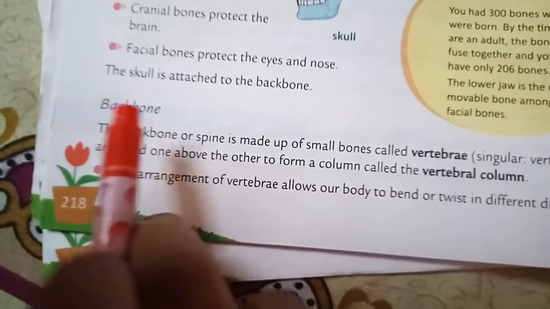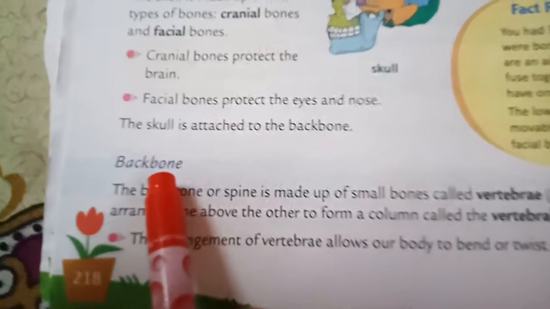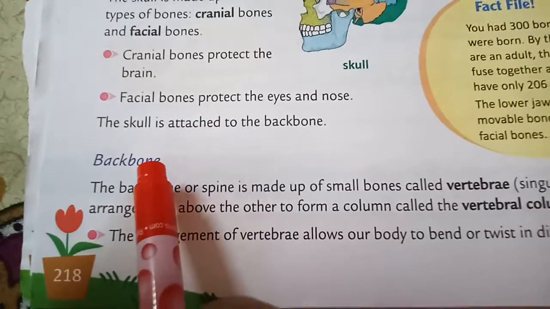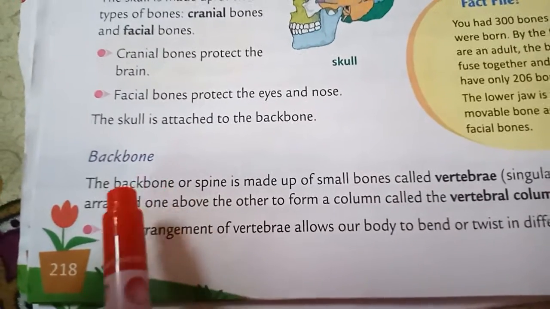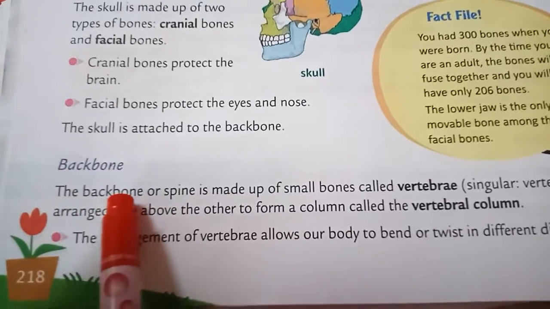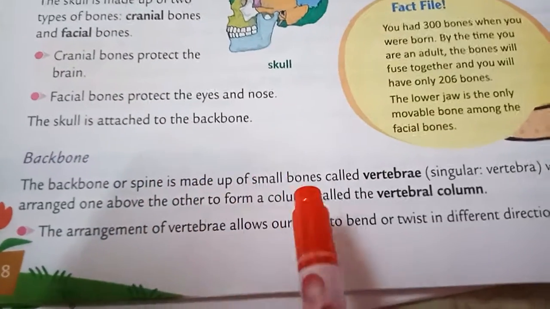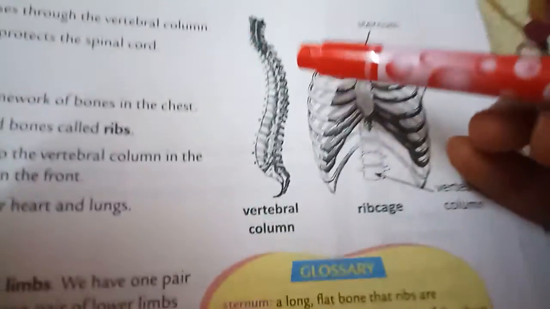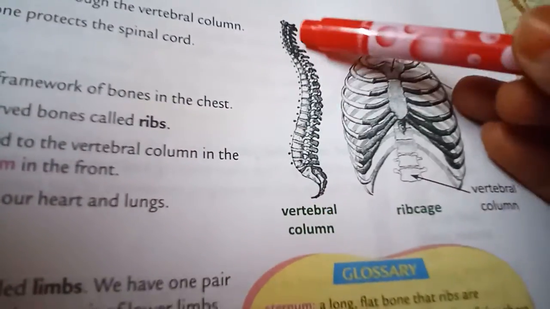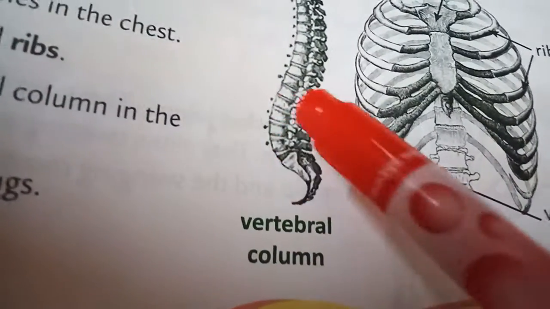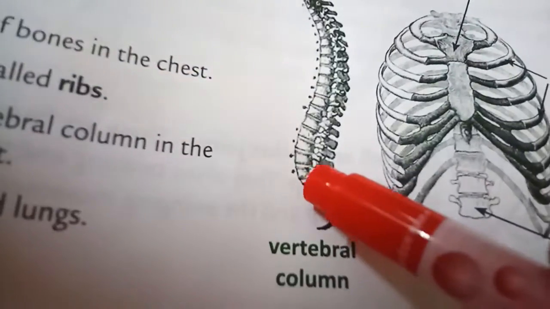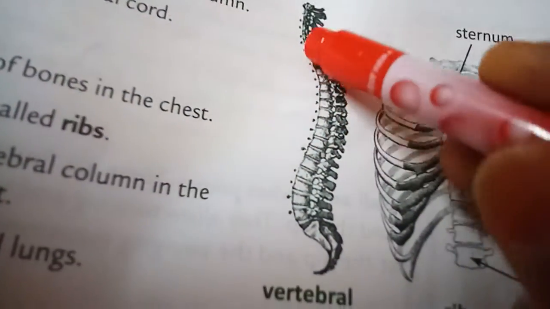Okay. The next part is called the backbone. So the backbone is present on the backside of our body. It gives support for the human being to stand or to sit or to bend. Okay, see here, the backbone or spine is made up of small bones called vertebrae. In the backbone, if you observe, this one is one bone, this one is one bone, this one is one bone. So all the small bones are joined together and form the backbone.